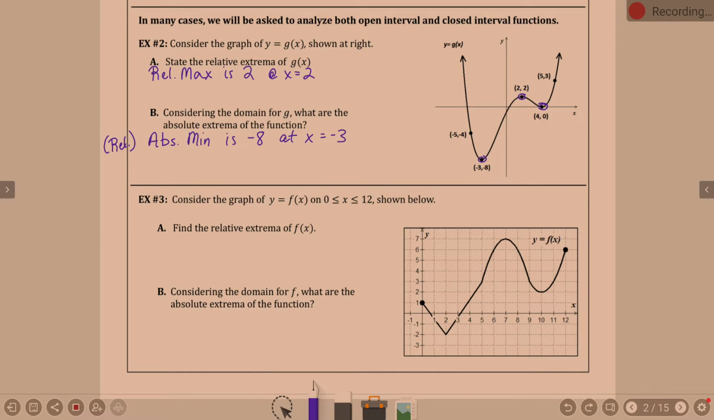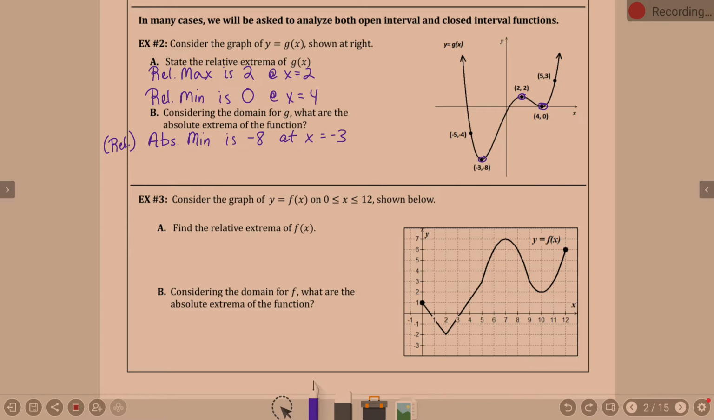Okay, what else do we have? Local min. Local min? 4, 0. So that is a relative or local min. And what is that minimum value? There's a minimum value of 0 at x equals 4. Okay. So we've got some relative extrema there. We've got an absolute min.